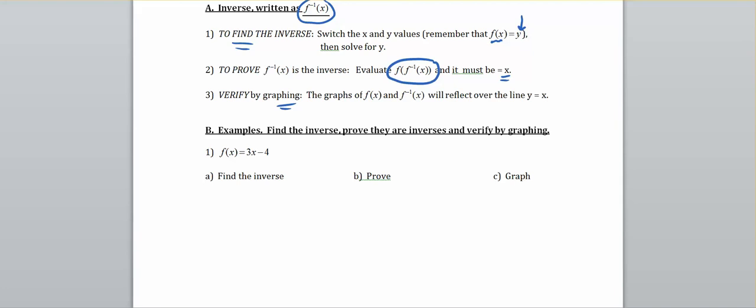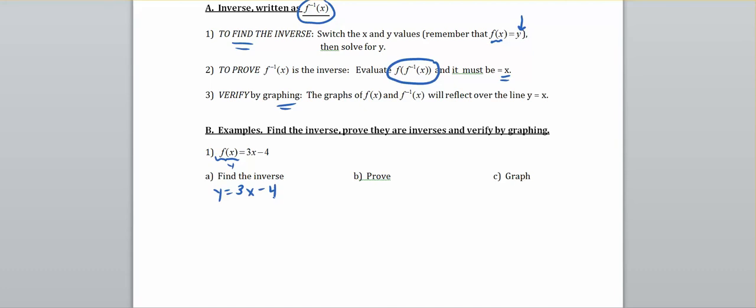So let's do problem number 1. It says examples, find the inverse, prove they are inverses, and verify by graphing. So number 1 is f of x equals 3x minus 4. For part A, when I find the inverse, what you may want to do is remember f of x is the same thing as y. So I'm going to say y equals 3x minus 4. That's what my original function is.